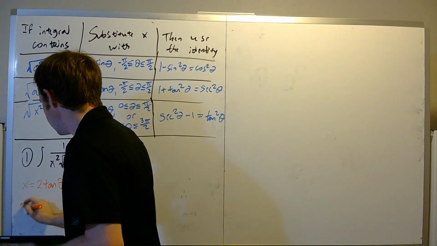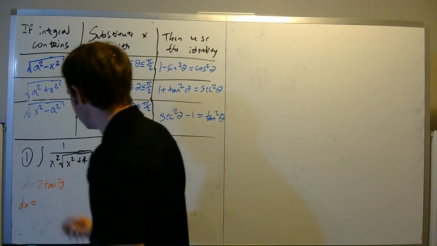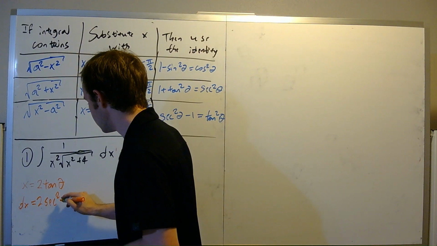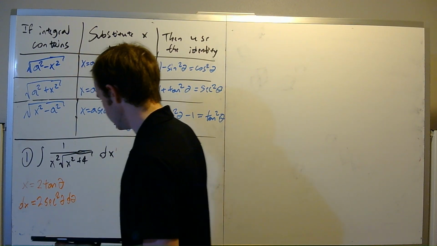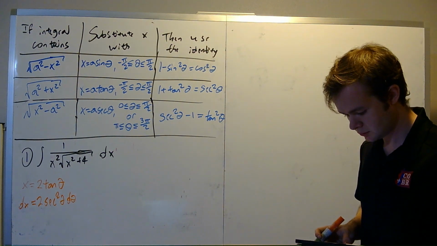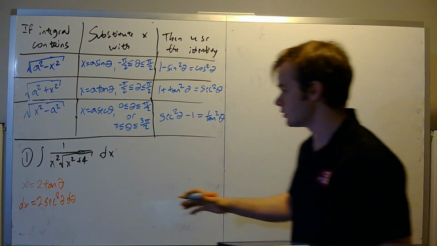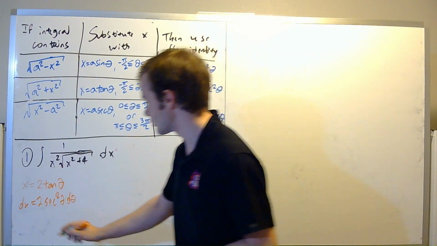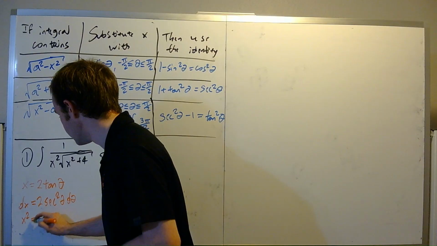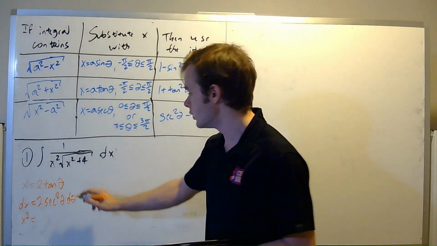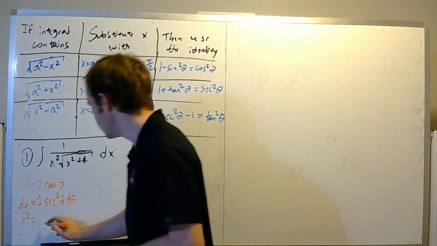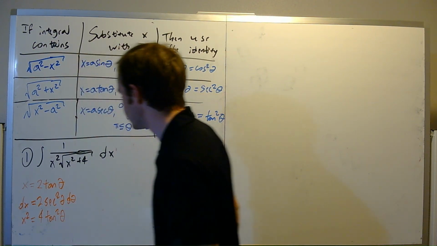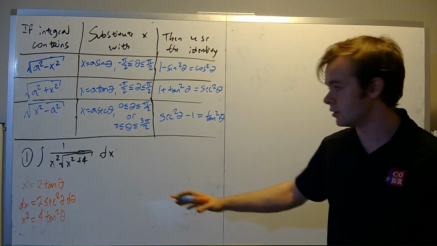And then we take the derivative of both sides. Dx equals the derivative of this side, which is going to be 2 secant squared theta d theta. Okay. And then lastly, well, we have up here x squared. So we have x here. Up here we have x squared. I'll just write here what x squared is equal to. You just square this thing. So 2 tangent theta times itself is going to give us 4 tangent squared theta. Right? So now we can just replace everything in this integral.